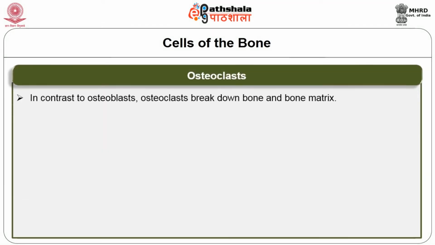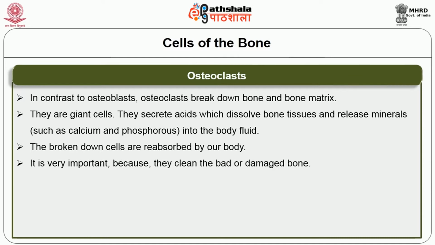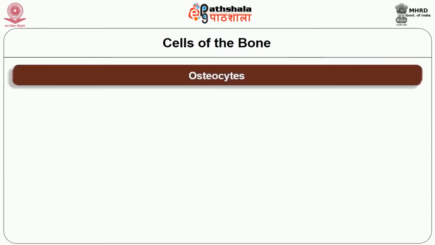The second cell is the osteoclast. In contrast to osteoblasts, osteoclasts break down bone and bone matrix. They are giant cells. They secrete acids which dissolve bone tissues and release minerals such as calcium and phosphorus into the body fluid. The broken down cells are reabsorbed by our body. It is very important because they clean the bad or damaged bone, so that osteoblasts come and build the new bone.